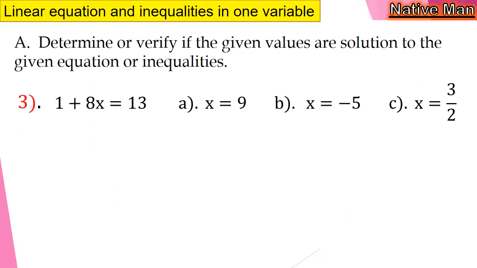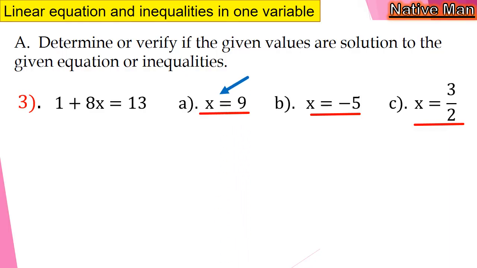Okay, so how about this number 3 example? 1 plus 8x is equal to 13. And the value of x, letter A, is equal to 9. Letter B, negative 5. And letter C, x is equal to 3 over 2. Okay, let's start with letter A.